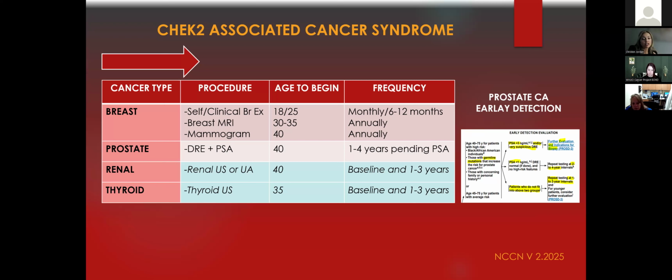You can consider, and I do in patients who have a family history, but it's not in the guidelines, renal ultrasound and thyroid ultrasound.